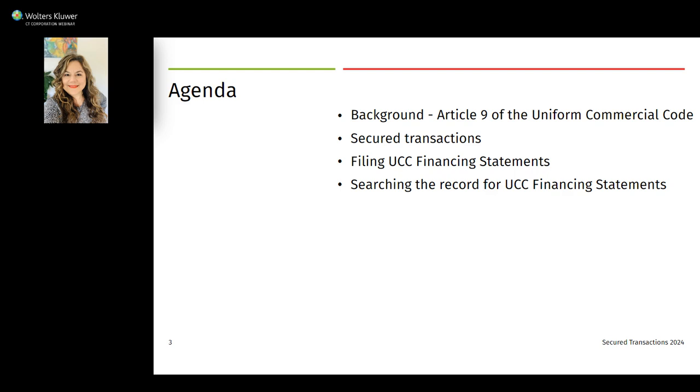So we'll talk a little bit about the background of Article 9 of the UCC, and especially for those that are beginners, and this is an introductory course. And then we'll get into the cycle of a secure transaction, some of the issues that are faced there. We'll also discuss how to file a UCC financing statement and how to search the record. Now, filing and searching do go hand in hand, and they sort of cross over each other. So when we talk about filing, we'll probably overlap a little bit in searching too.